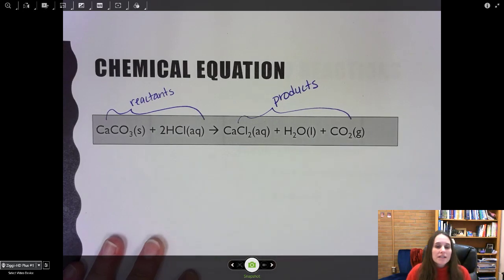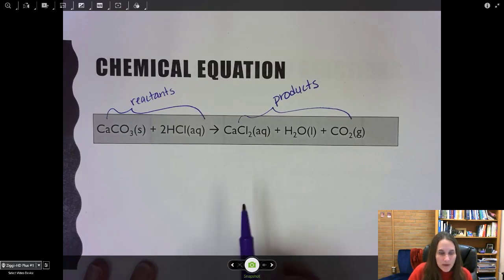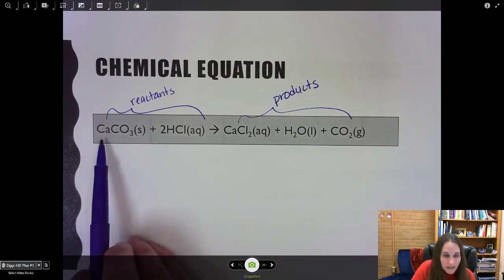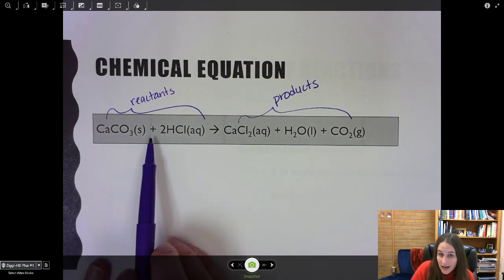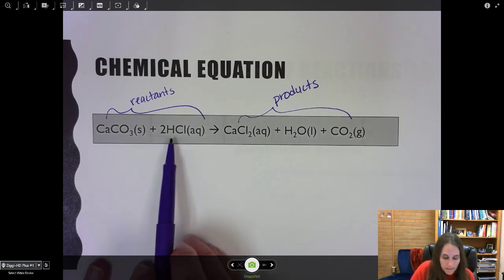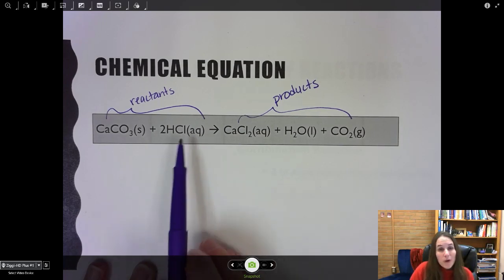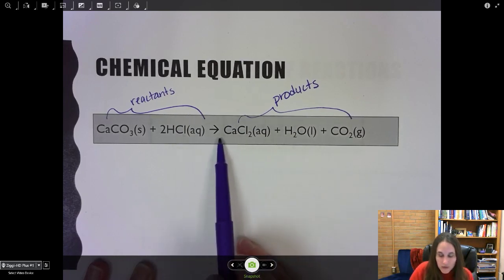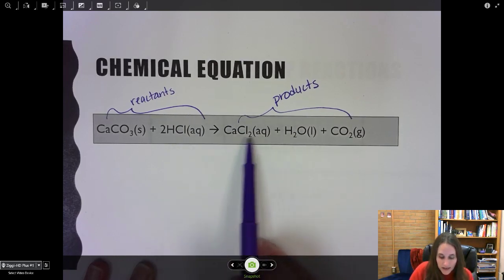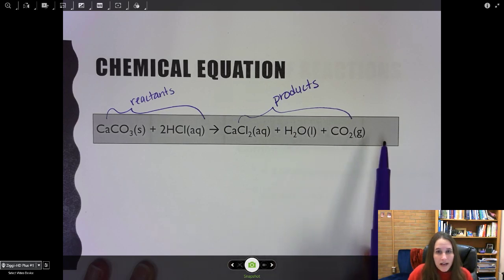So if I were going to read the story of this chemical change, this chemical reaction, I would read it: solid calcium carbonate plus, or reacts with, aqueous hydrogen chloride, which would also be called hydrochloric acid, just as an FYI, yields or becomes aqueous calcium chloride, see I'm practicing my naming, plus water, plus carbon dioxide gas, or and.